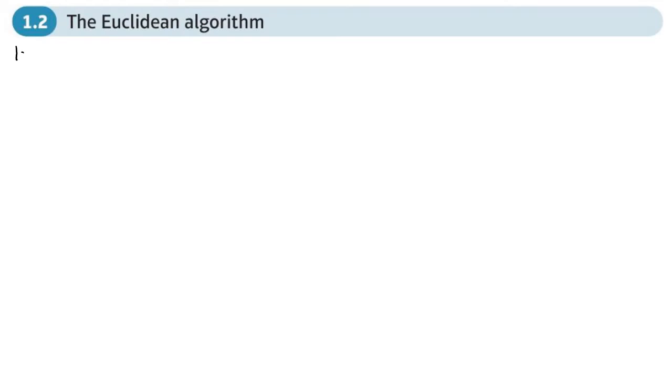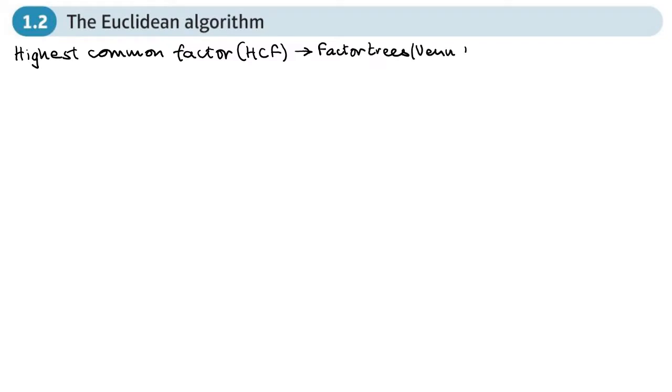Now, we all know what the highest common factor is, from GCSE, and we may have found the highest common factor by using factor trees and then a Venn diagram. Well, at A level, we now refer to this as the greatest common divisor. It's basically the same thing, but we're going to call it the greatest common divisor, or GCD.